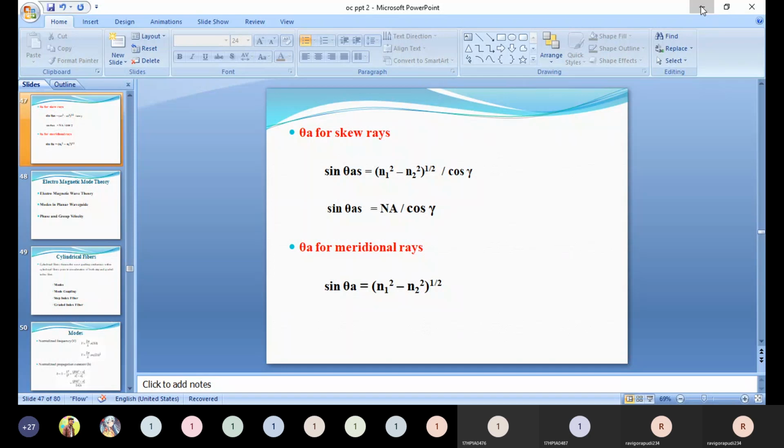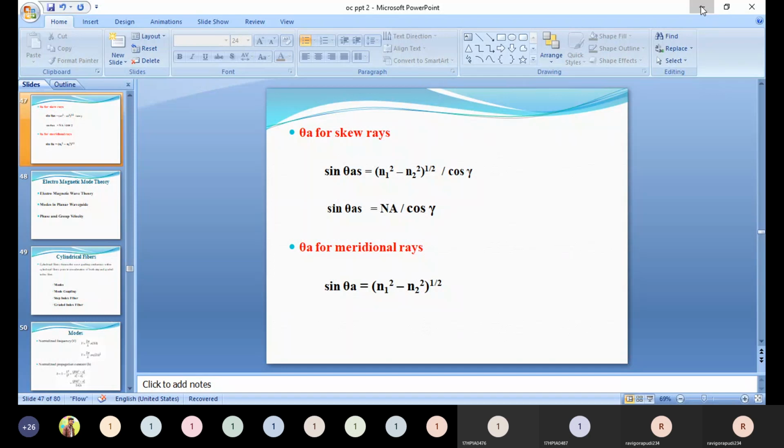So 2 gamma is equal to how much? 2 gamma is equal to 110 degrees. Why? Because for each reflection we are getting 110 degrees. So 2 gamma is equal to 110. Then gamma is equal to what? 55 degrees.